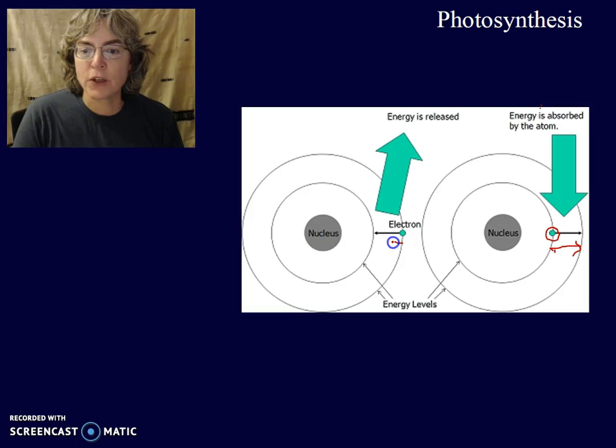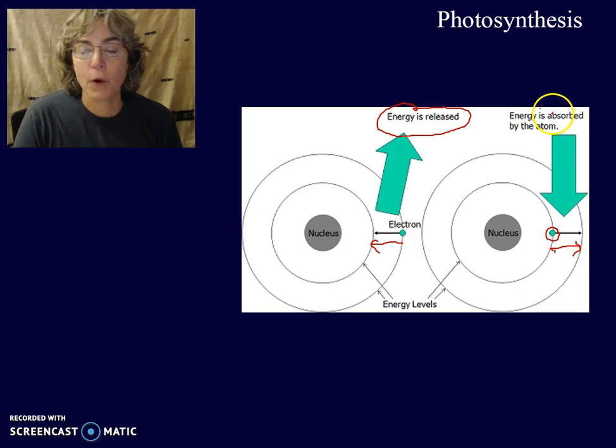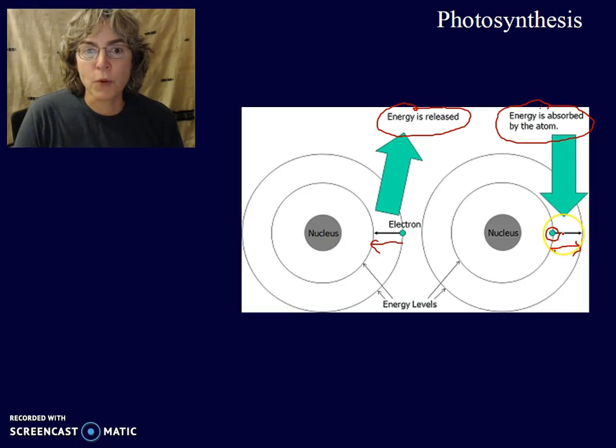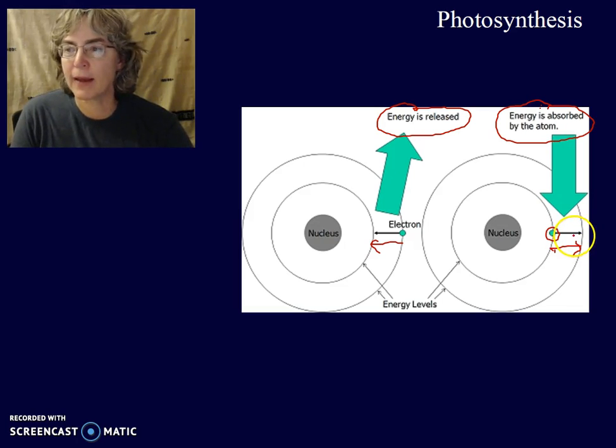When the electrons go down to a lower energy level, energy is released. So sun, electromagnetic radiation in the form of photons, energizes this electron. It's absorbed into the atom and energizes that electron and bumps it up to a higher energy level.